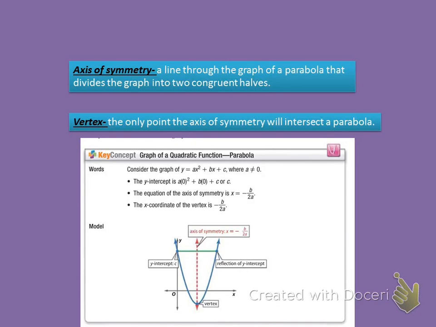Now, the nice part about this is once you have that vertex, you'll have everything you need to go graph it. And that's what we're basically going to do today, is graph these real quick. Graph them somewhat accurately too.